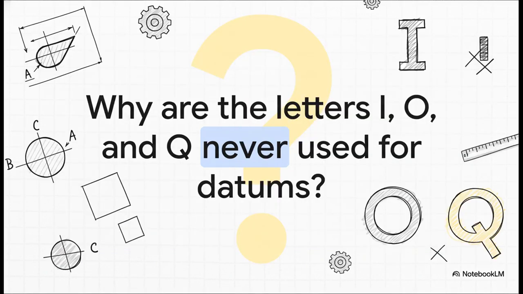All right, here's a fun little piece of engineering trivia that shows you just how deep these standards go. You'll see datums on a drawing labeled A, B, C, D, but you will never see datums labeled I, O, or Q. Ever wonder why?